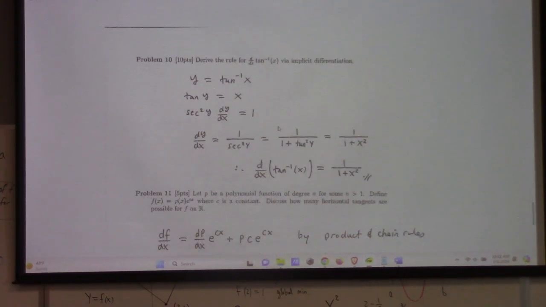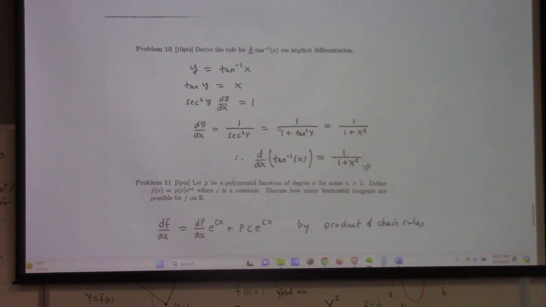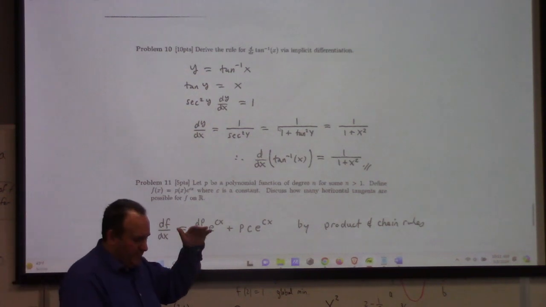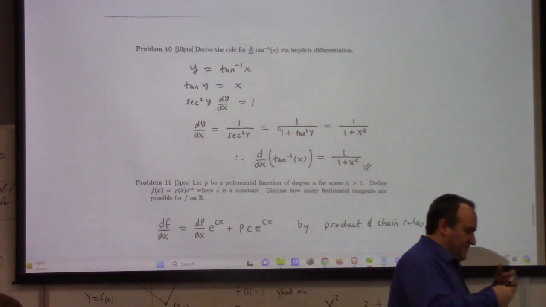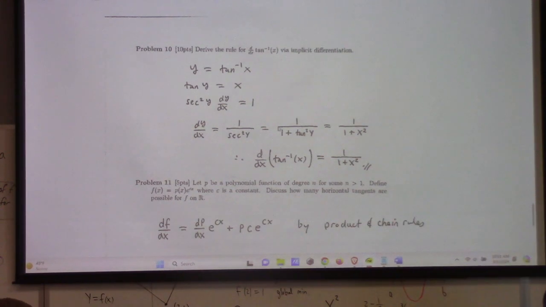I know you guys got to go, so I'll finish up here. Problem 10, everybody should have got problem 10. Come on, guys. We did like 6 of these in class. I gave you the 4-step process. Step 1, write y equals the inverse function. Step 2, take the function to both sides. Step 3, differentiate. Step 4, solve for dy/dx and simplify. Answer. Some of you are thinking inverse tangent is 1 over tangent. This just is not the case.